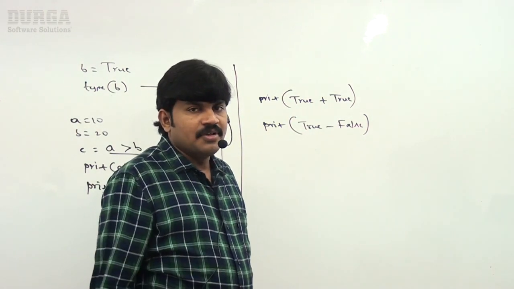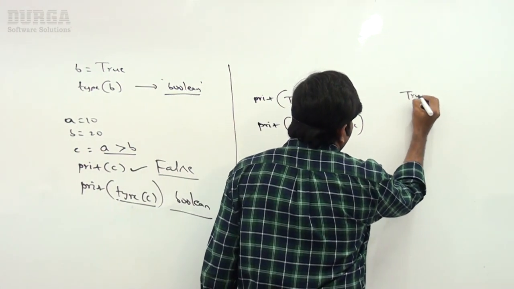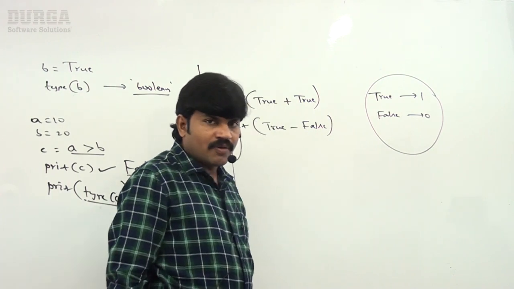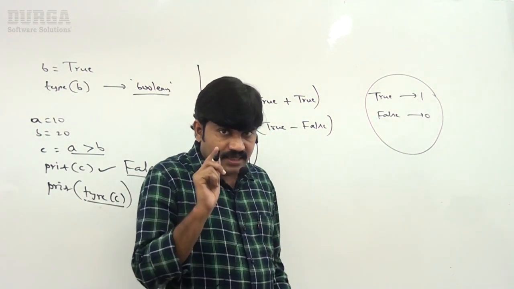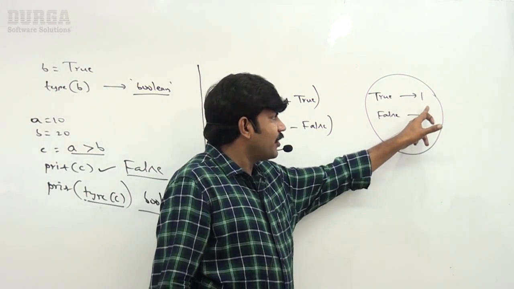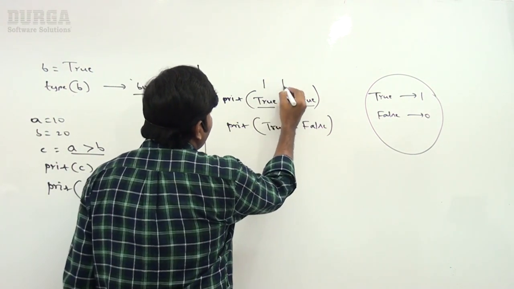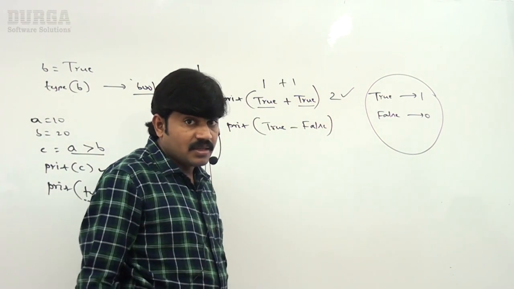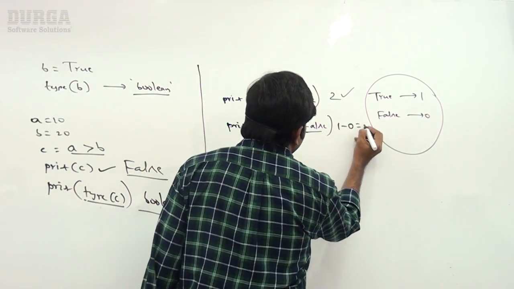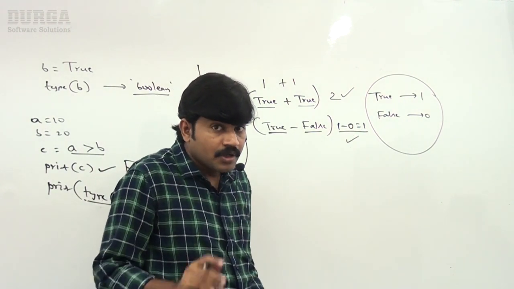Very simple, sir. Internally, True and False are represented as integers. True means 1, False means 0, sir. Internally, True and False are represented as 1 and 0. That's why, if you are performing arithmetic operations with Boolean values, the corresponding int values will come into the picture. Remember this one. Now True plus True, so 1 plus 1, the value is 2, sir. Next, 1 minus False means 1 minus 0, the value is 1. I hope no further explanation is required.